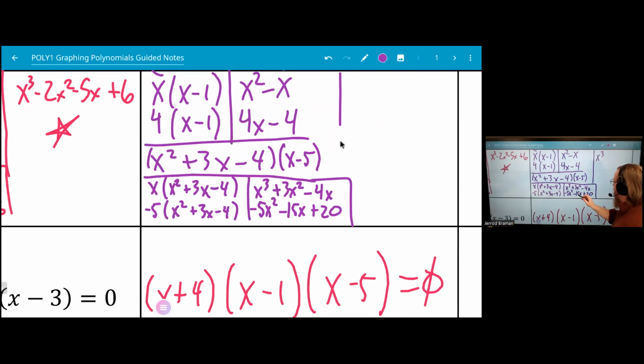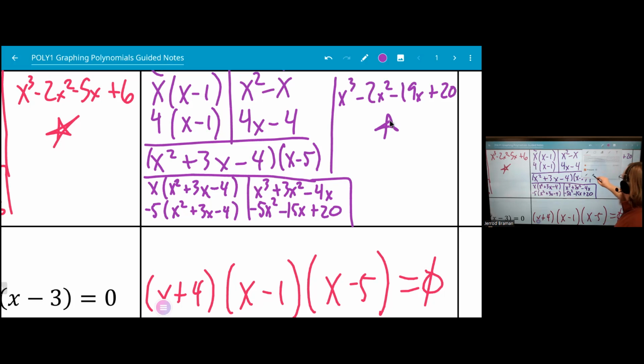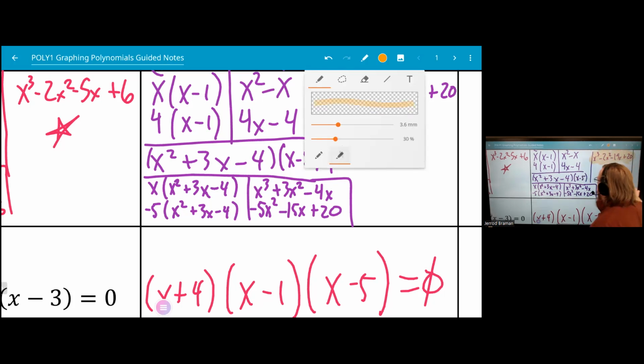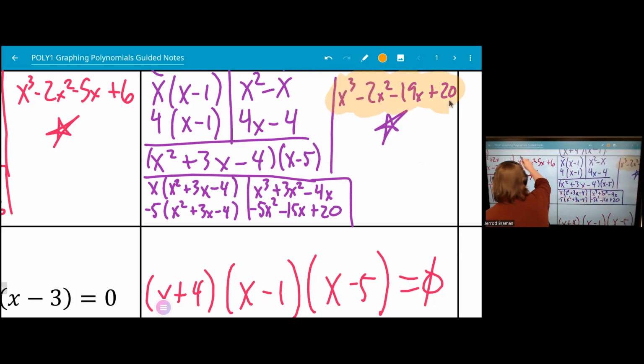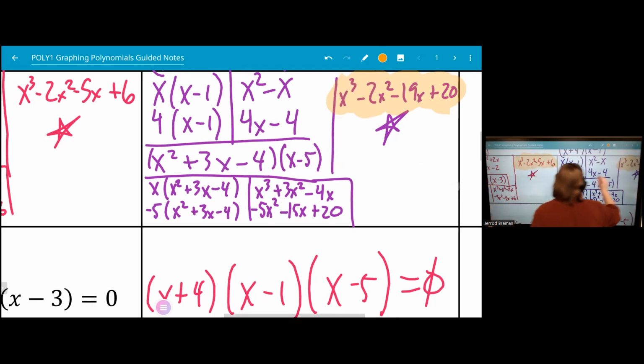My x squared terms, I have +3 and -5, so minus 2x squared. I have minus 19x. Then I'm going to have to rewrite this. Got a little excited about that one. X cubed minus 2x squared minus 19x plus 20. That is my polynomial. That's what I was trying to get to. And it looks like I nailed this thing, which is a good thing because I'm trying to teach you, right? Those are the polynomials we're trying to get to.